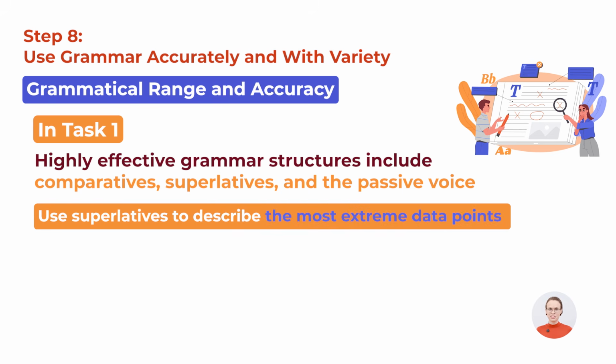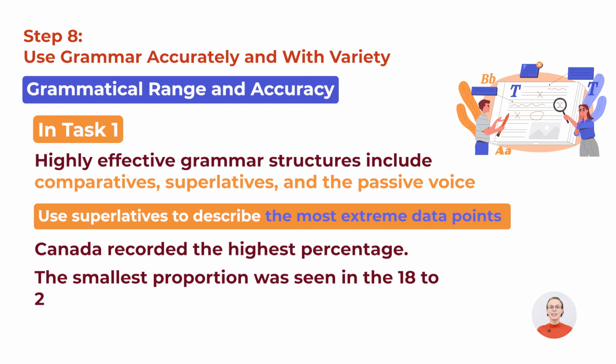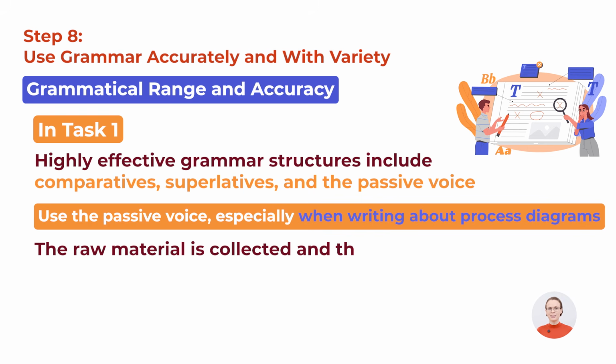Use superlatives to describe the most extreme data points, such as Canada recorded the highest percentage, or the smallest proportion was seen in the 18 to 24 age group. Use the passive voice, especially when writing about process diagrams. A good example is, the raw material is collected and then sorted.